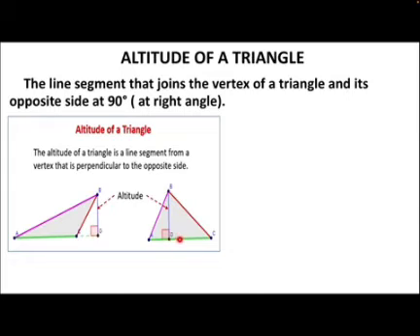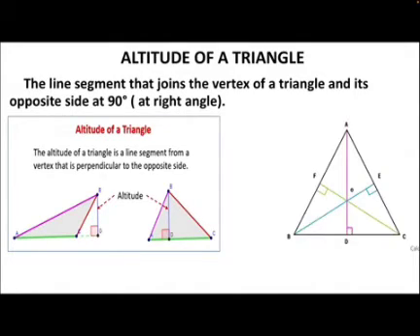If I have to draw the median, children, I have to locate the midpoint somewhere here and then join that. That becomes median. This becomes altitude. Please try to know the difference between median and altitude. In obtuse angle triangle, you can see the altitude is outside because you have to get this 90 degrees. I hope that's clear. Okay.